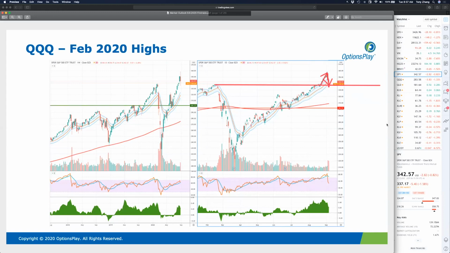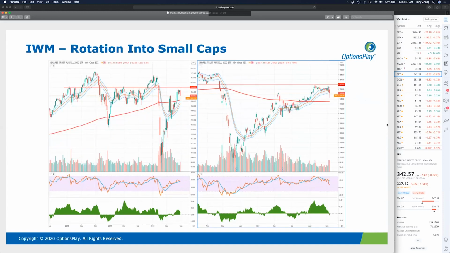But the one thing I want to point out here is that we're starting to see this rotation out of technology, out of the big cap names, into small caps, into the equal weight indices. So the small caps, as you can see, after the Nasdaq 100 fell about 10%, are still only down about 3.5% from the peak of last week. So the small caps are so far holding up very well. Also, equal weight indices are holding up relatively well.